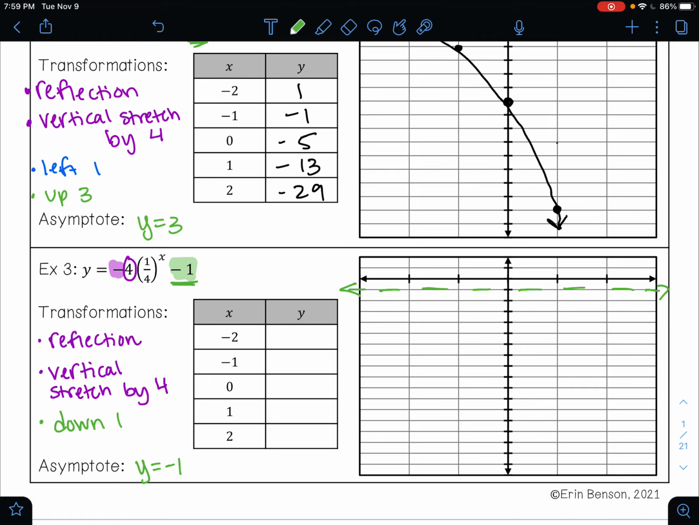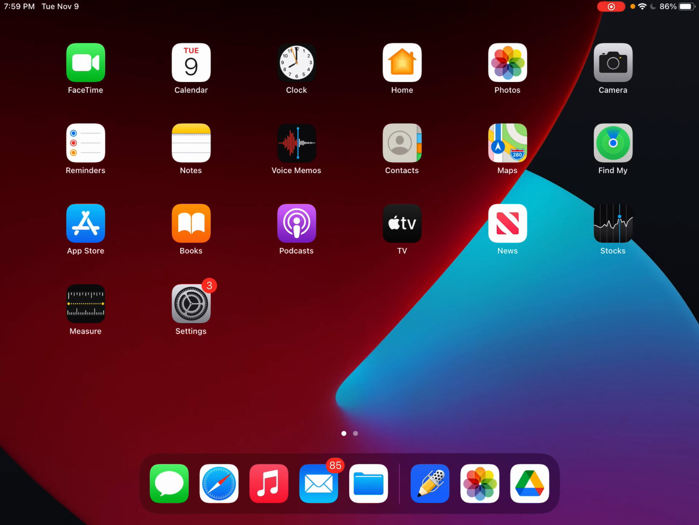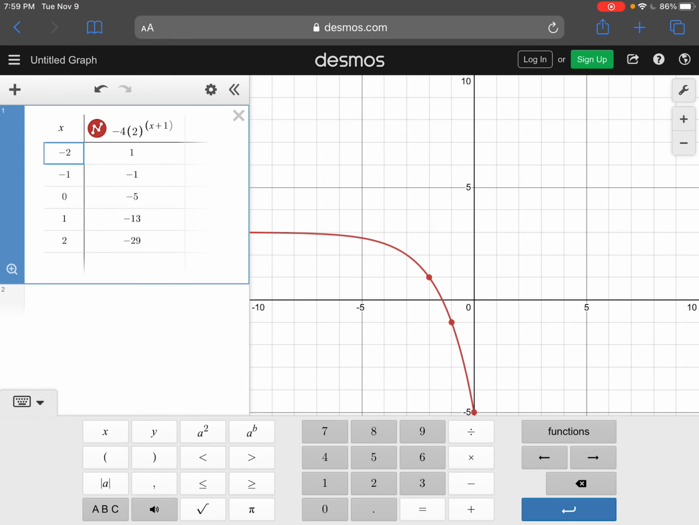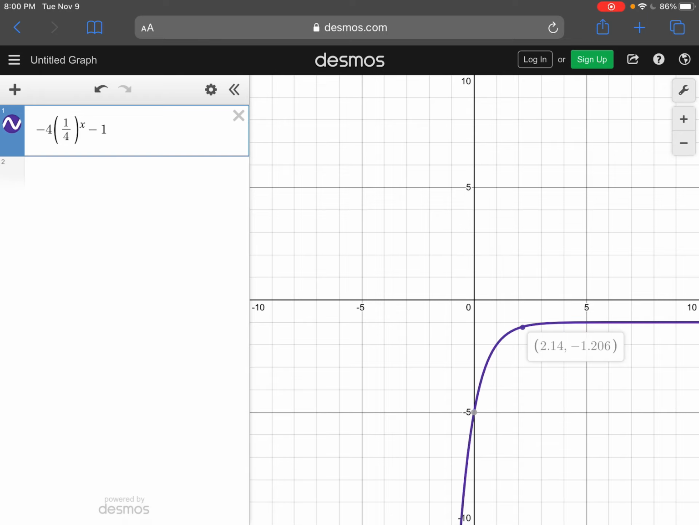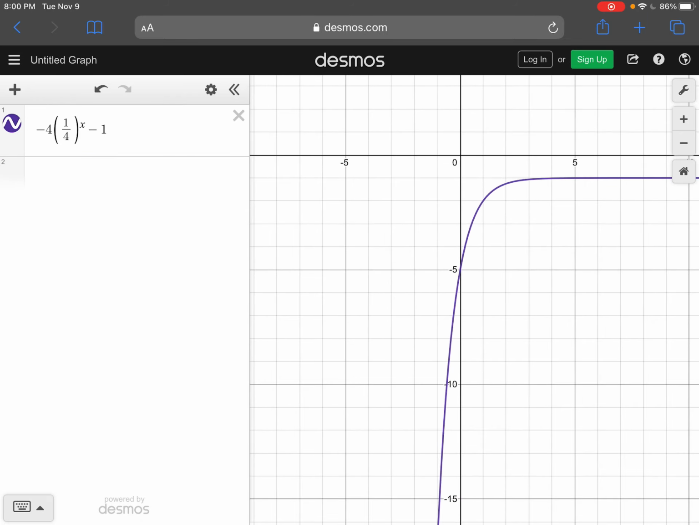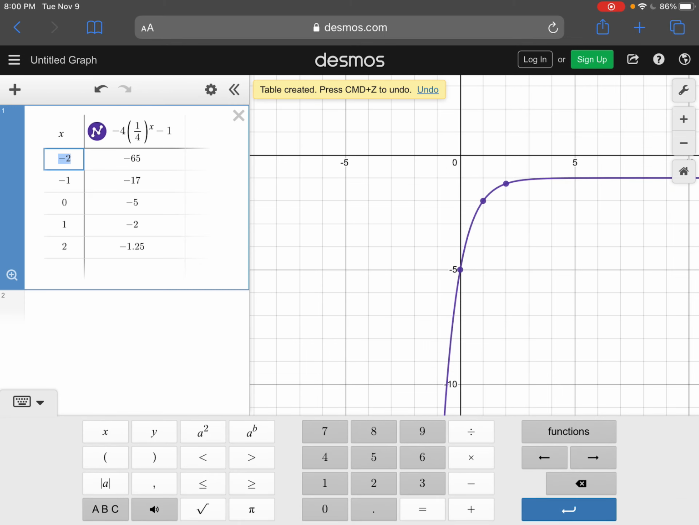And then I'm going to go ahead and graph this in Desmos. So I am going to go to Desmos, and I'm going to type this one in. So -4 times 1/4 raised to the power of x minus 1. And so here I can see what my graph looks like. If I go to my table of values, I'm going to copy those down.